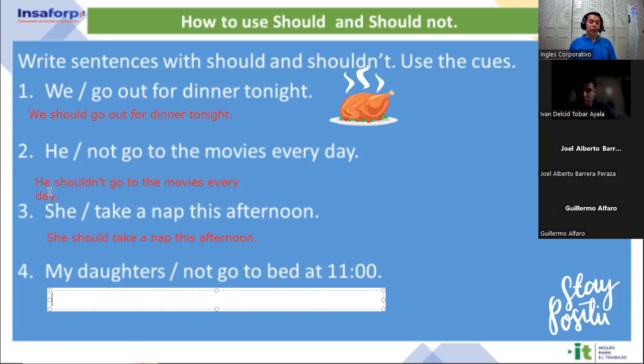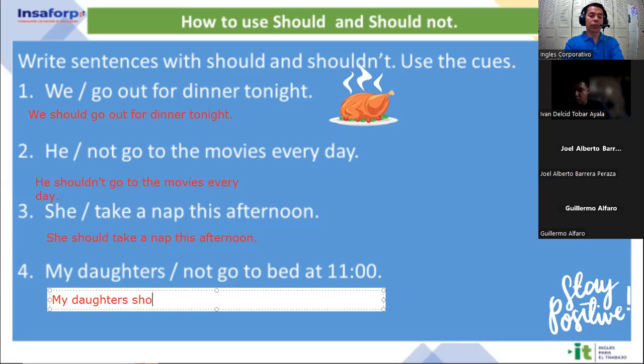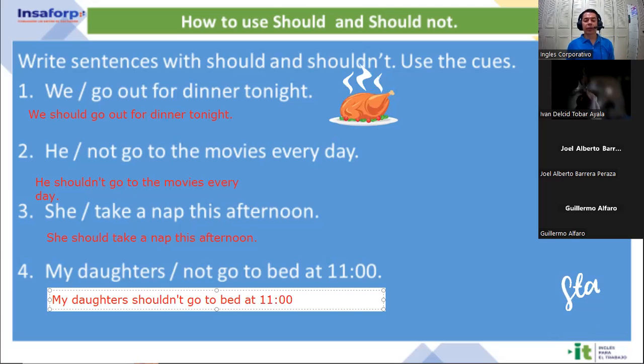Okay. My daughters shouldn't go to bed at 11 o'clock. Yes, 11. Why? It's too late, right? It's too late.